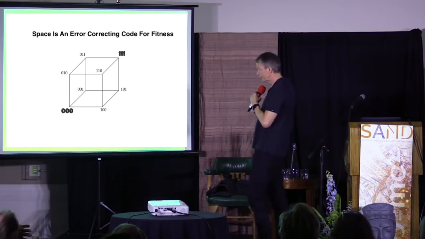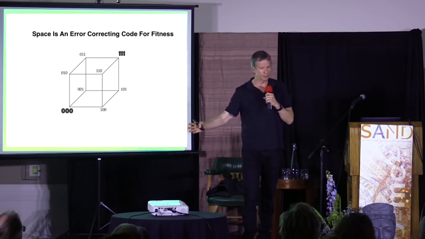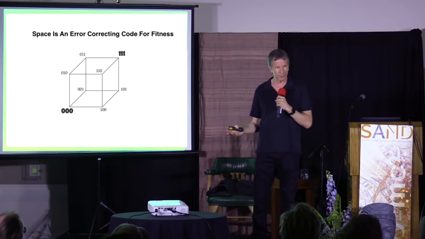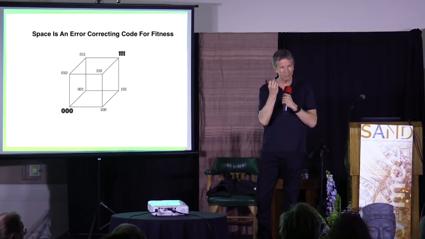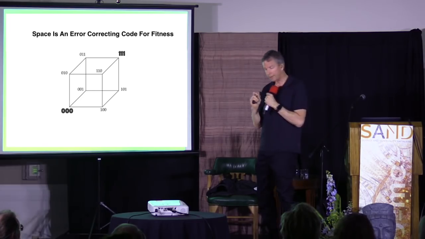So the idea is that space, as you perceive it, you're not living in an objective 3D space that exists independent of us. You're living in the data structure. You are living in the matrix of your own data structure. It's an error-correcting code. And here's the idea.